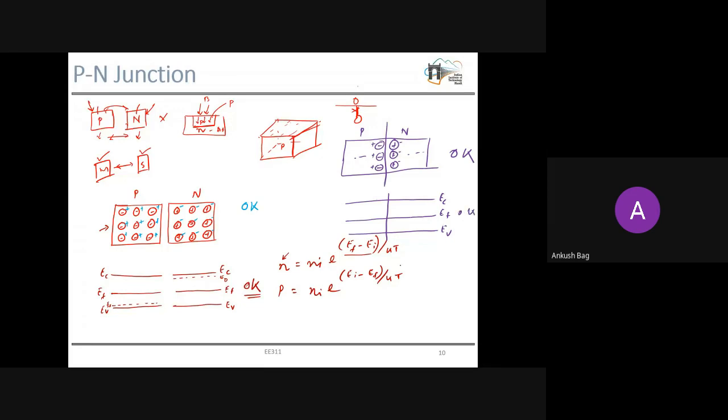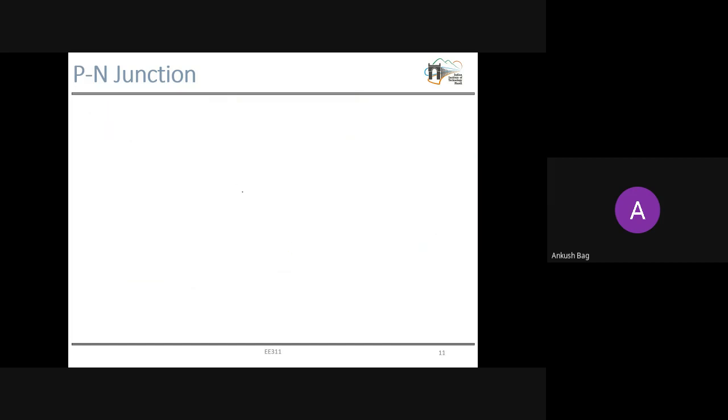Now let us start to heat up this semiconductor. So now I need to go to the next slide. Now what will happen if we increase the temperature? Now, in terms of carriers, what will happen?